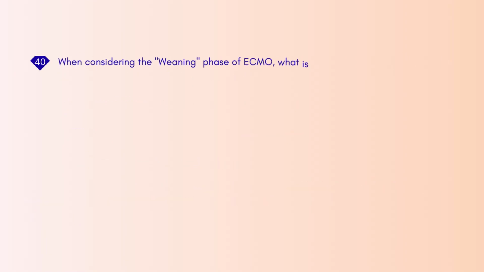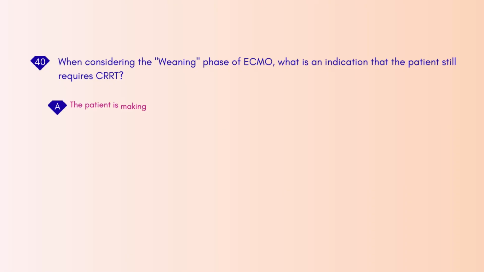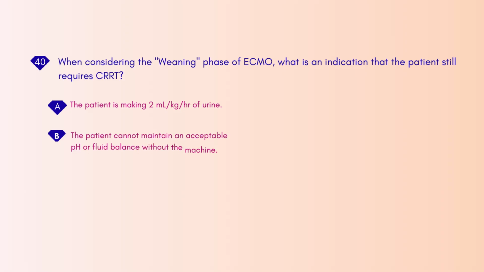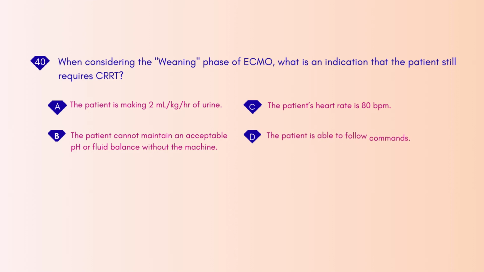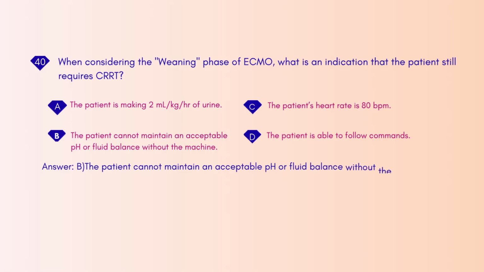When considering the weaning phase of ECMO, what is an indication that the patient still requires CRRT? A. The patient is making 2 milliliters per kilogram per hour of urine. B. The patient cannot maintain an acceptable pH or fluid balance without the machine. C. The patient's heart rate is 80 bpm. D. The patient is able to follow commands. Answer: B. The patient cannot maintain an acceptable pH or fluid balance without the machine.